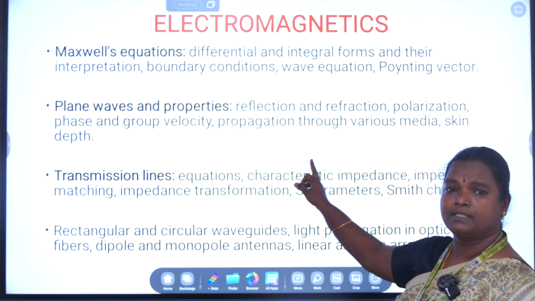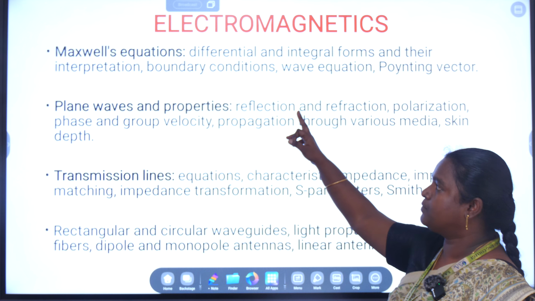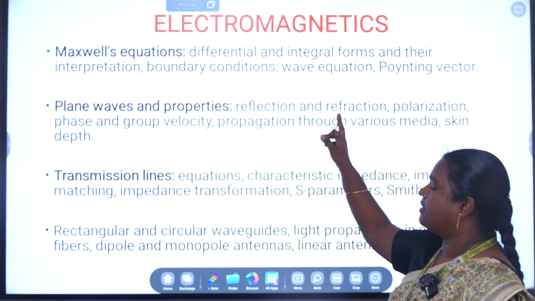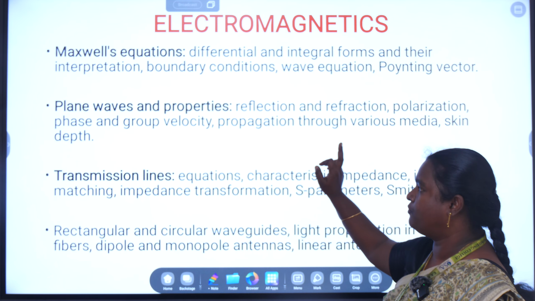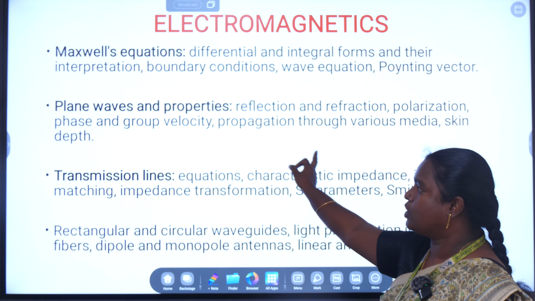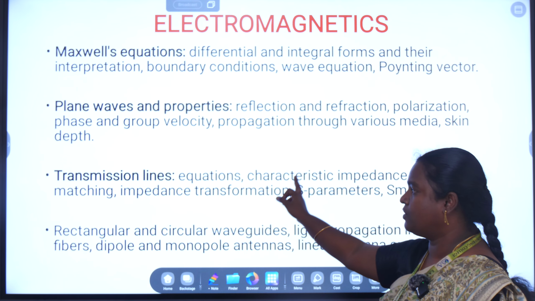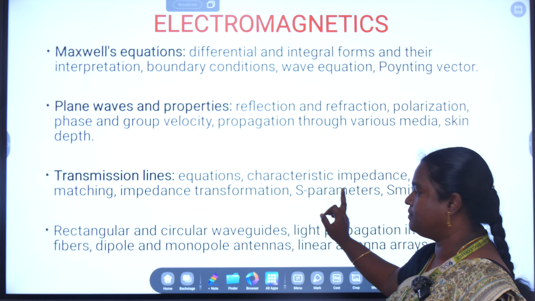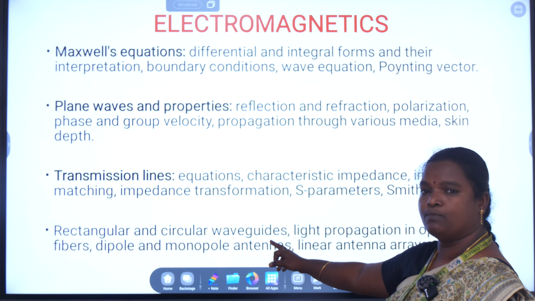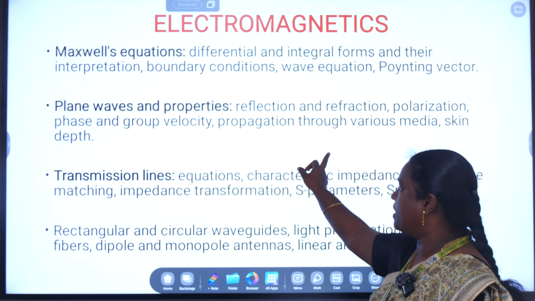So coming to the syllabus of electromagnetics, which deals with the very important concept called Maxwell's equation in integral form and point form, and the second module is of plane waves and its properties, and the third module is of transmission lines, which consist of S parameters, Smith chart, etc., and the fourth module is of rectangular and circular waveguides. So we will see one by one.